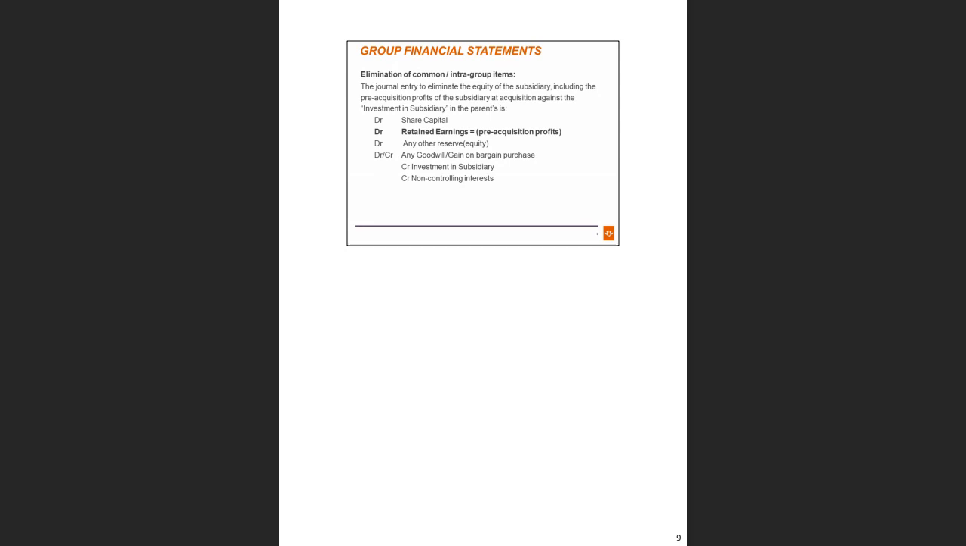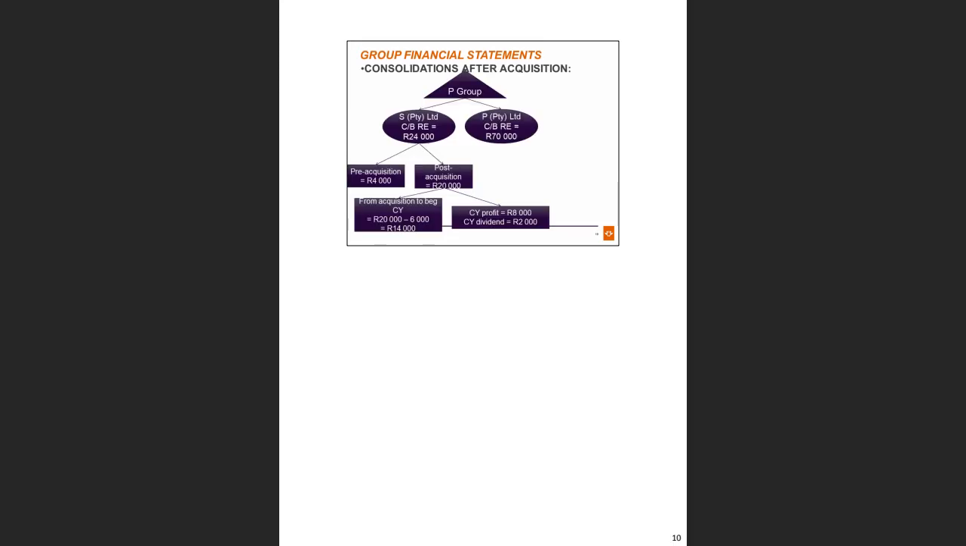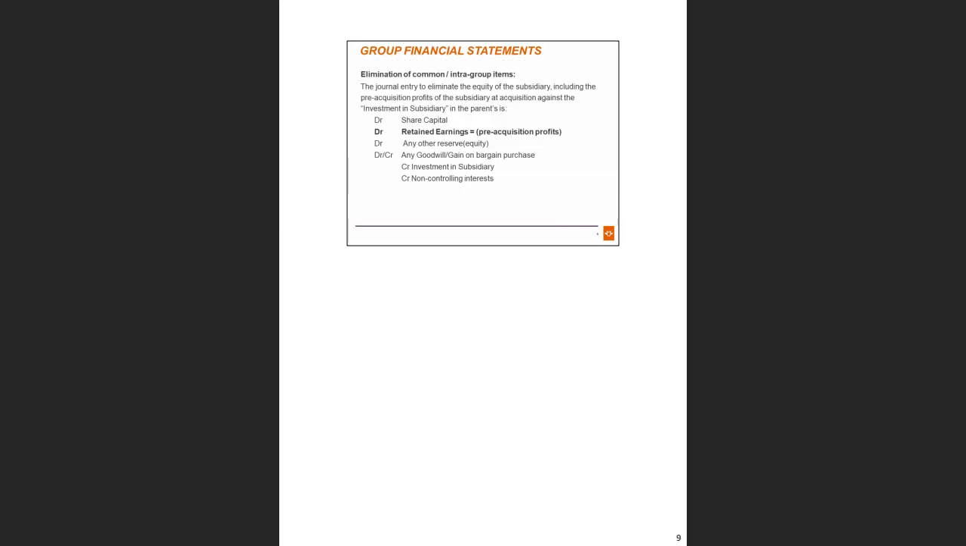Okay, so these are the pro forma journal entries. You should all be familiar with that now because they have featured in almost every lecture on consolidations. Apparently I cut out, so let me just repeat this quickly. These are the pro forma journal entries that we perform. Here we have debit share capital and we have debit retained earnings. Remember, these retained earnings that we are eliminating are the pre-acquisition profits of the subsidiary.